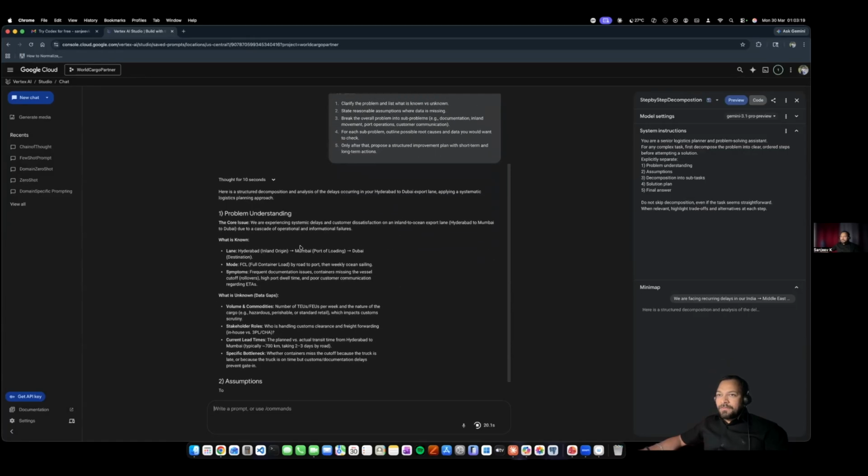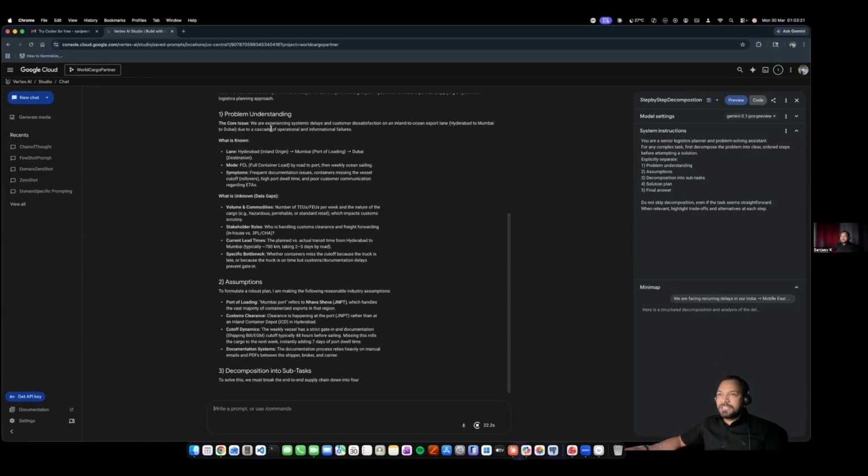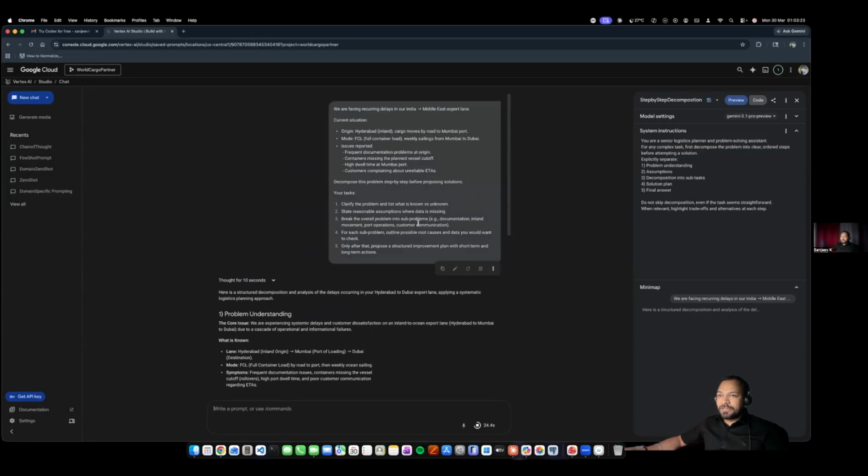So it came back with an answer. Here is the structured decomposition. It is trying to tell what the problem understanding is. The core issue is that we are experiencing systematic delays and customer dissatisfaction in the inland to ocean export lane, Hyderabad to Mumbai, and from Mumbai to Dubai, due to a cascade of operational and informational failures.